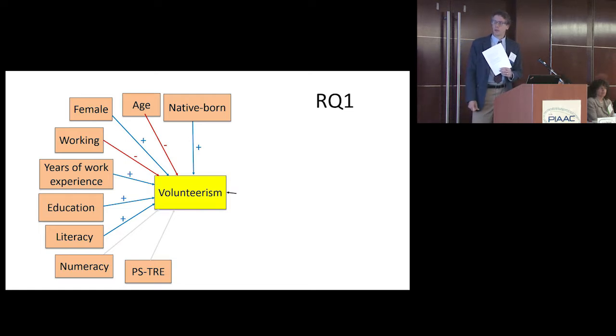Education, as it is in many analyses, was a positive predictor of this outcome, as well as years of experience, and whether or not somebody was working negatively predicted volunteerism. And then for the skill outcomes, literacy was a positive predictor. Those we have to take with a grain of salt because those are highly correlated, so those regression estimates will be somewhat unstable.